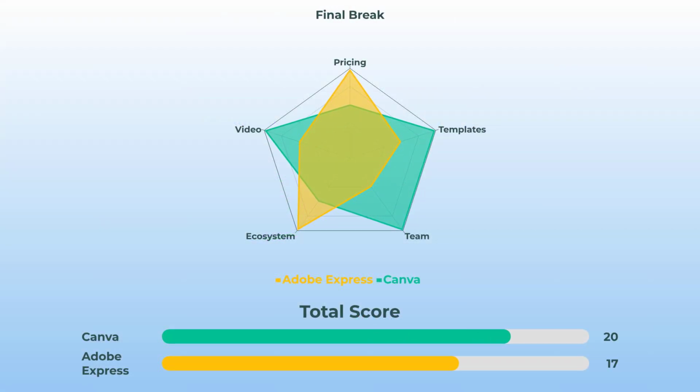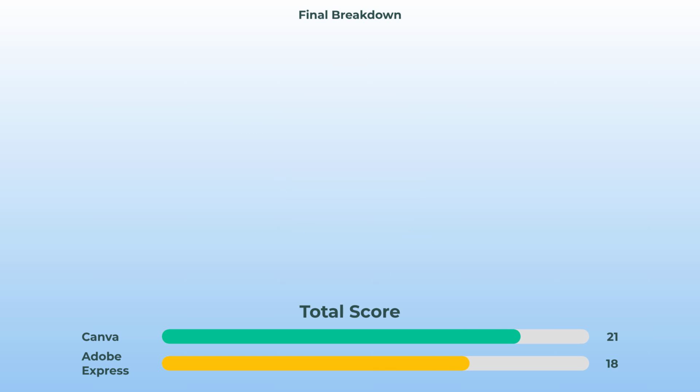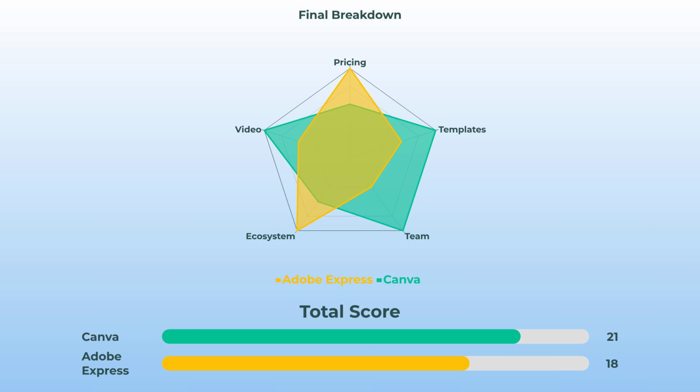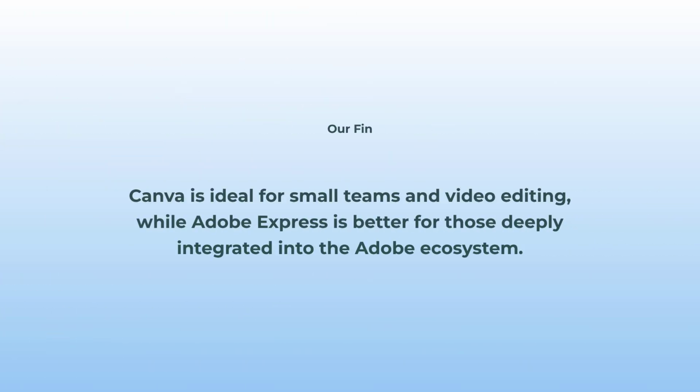If you're into charts, here's how these two stack up across pricing, templates, collaboration, integrations, and video editing. You'll see Canva shining on templates, teamwork, and videos, while Adobe Express really nails it with pricing and its Adobe-friendly vibe. So where do I land after all this?